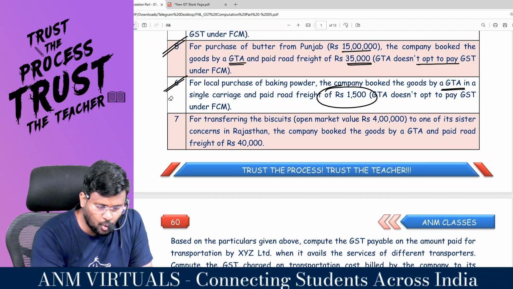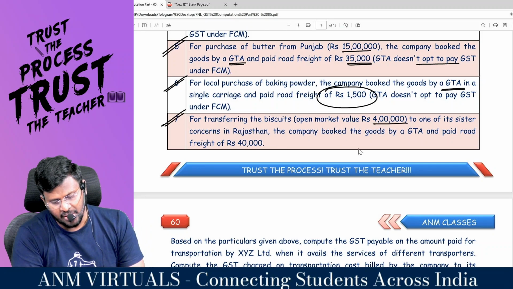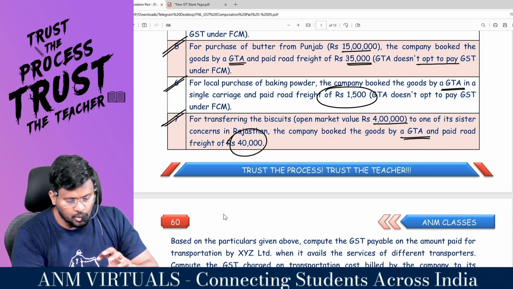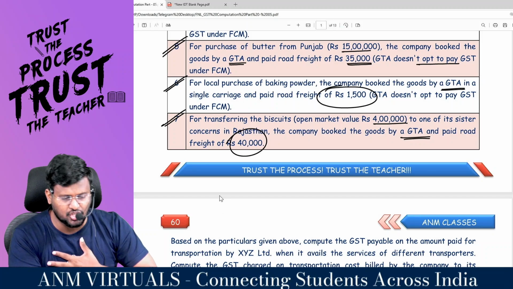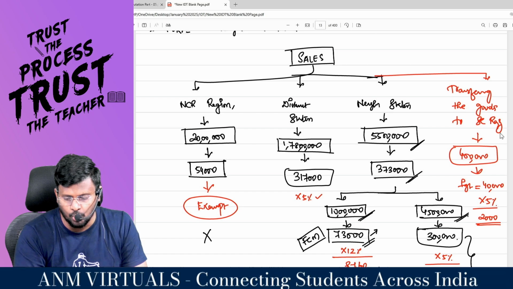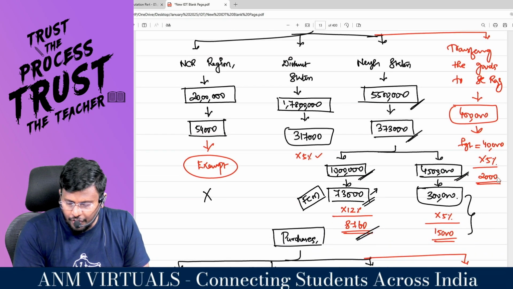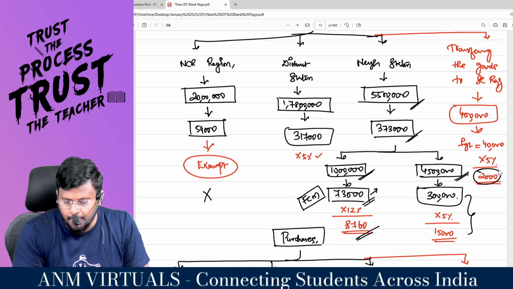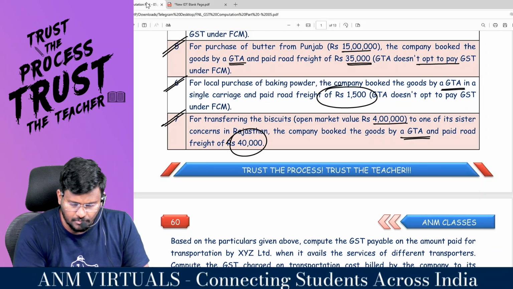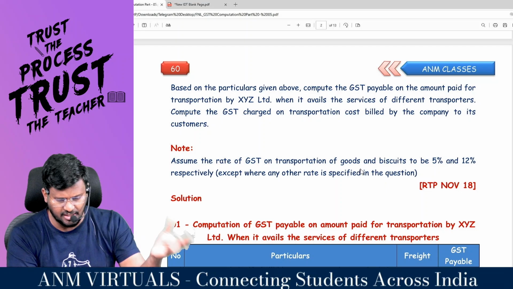For transferring the biscuit, open market value 4 lakh, to one of its sister concerns in Rajasthan, the company booked the goods by GTA and paid road freight of 40,000. So transferring the biscuit means it is not a purchase. It again has to be reflected in what? Sales. That's why transferring of goods to the sister concern in Rajasthan, 4 lakh is the sales value. 40,000 into 5% comes to 2,000 rupees. They should pay tax at what CM? RCM. Based on the particulars given above, that's it. We have segregated the sales details and the purchase details.